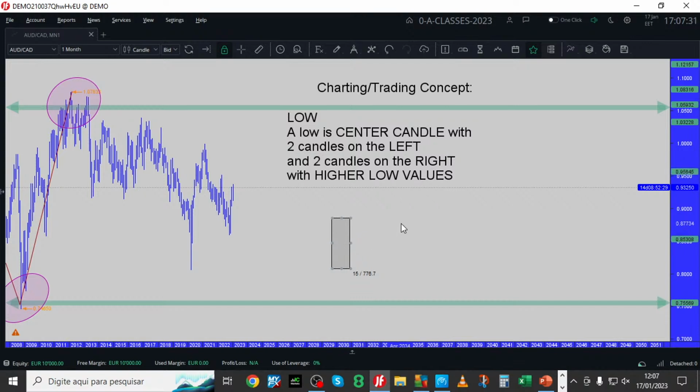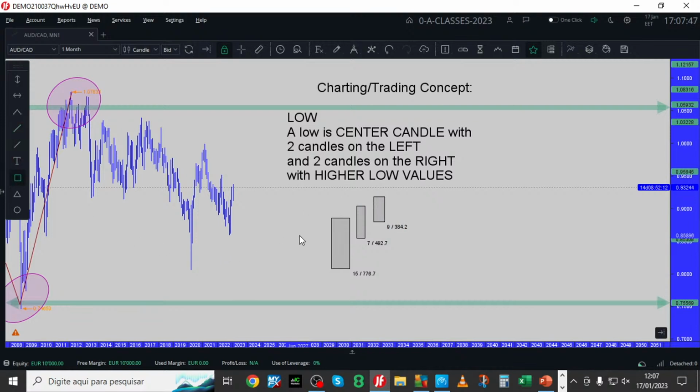Happy New Year. So a low is a central candle with two candles on the left and two candles on the right with higher low values. If this is a central candle, everybody, then you would have two candles on the right, something like this, and two candles on the left. Okay? Simi says thanks, you're welcome.